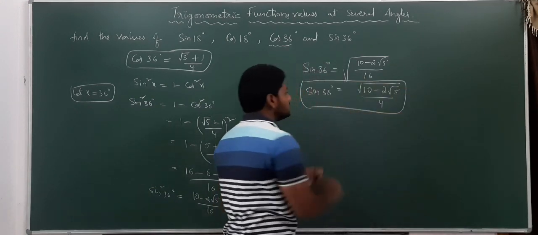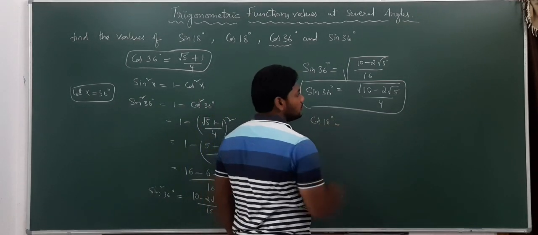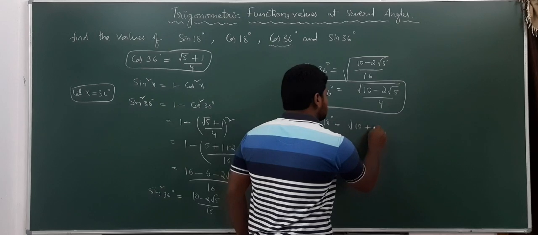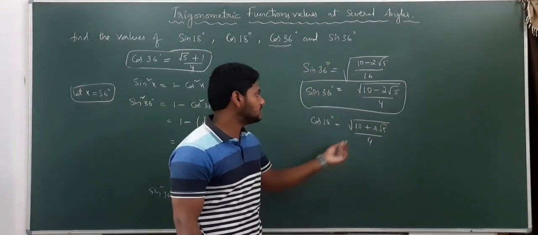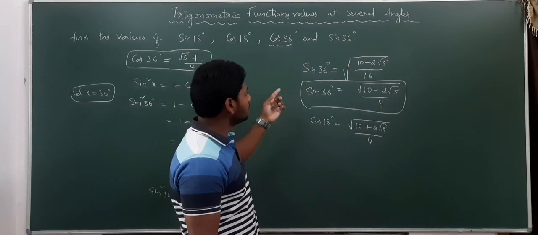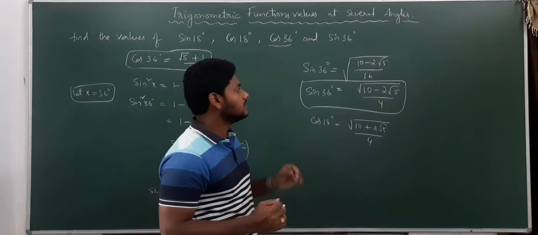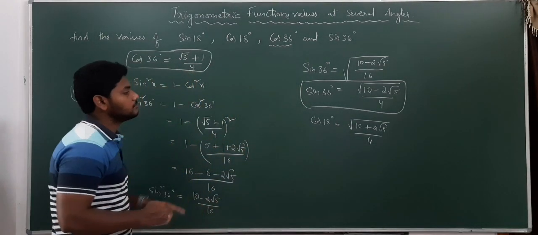Again this is similar to one formula. What is that? That is cos 18 degrees. What is cos 18? Square root of (10 plus 2 root 5) by 4. Very similar. Here it is minus, here it is plus. And sin 18 and cos 36 are also similar to this. Sin 18 is (root 5 minus 1) by 4. Cos 36 is (root 5 plus 1) by 4.